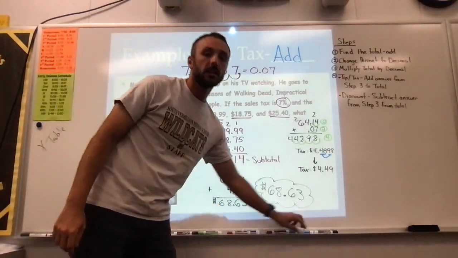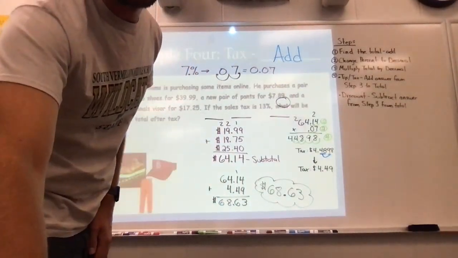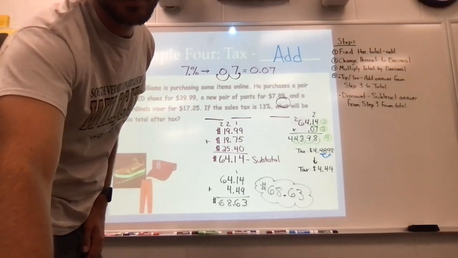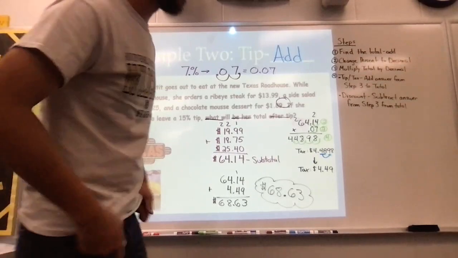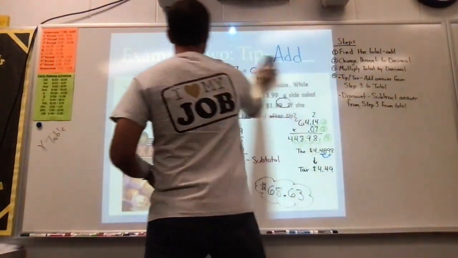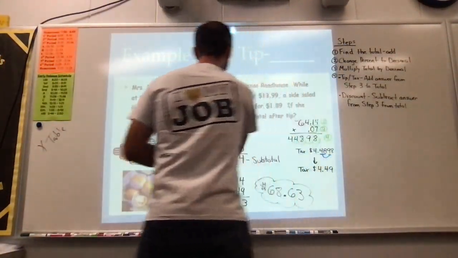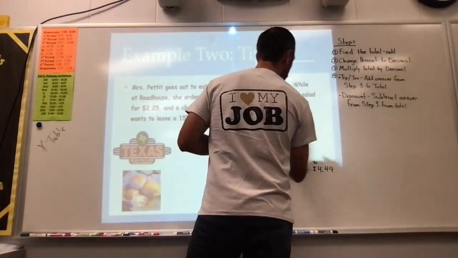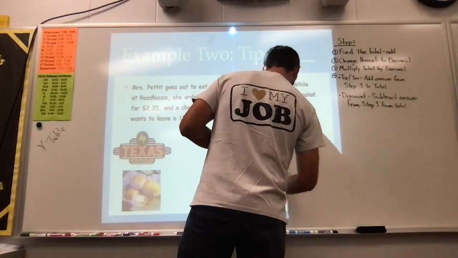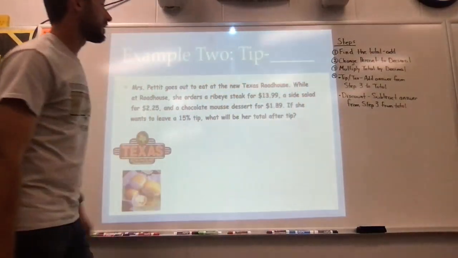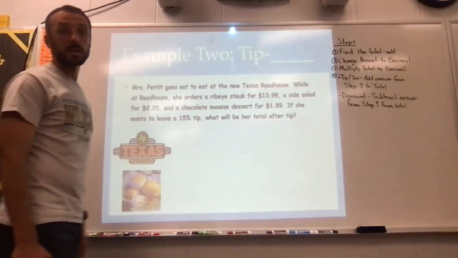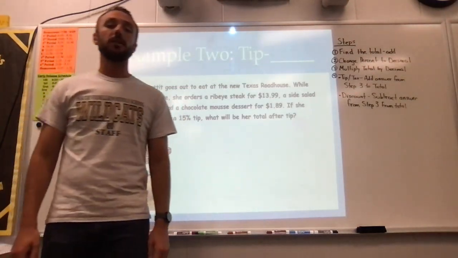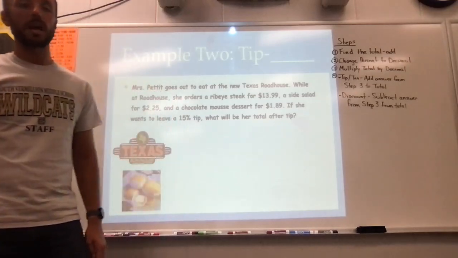Let's try another one. Let's try, here we go. Number 2 says, Mrs. Pettit, she used to be the English teacher here. Mrs. Pettit goes to eat in the new Texas Roadhouse. While at Roadhouse, she orders a ribeye steak for $13.99, a side salad for $2.25, and a chocolate mousse dessert for $1.89. If she wants to leave a 15% tip, what will be her total after tip?